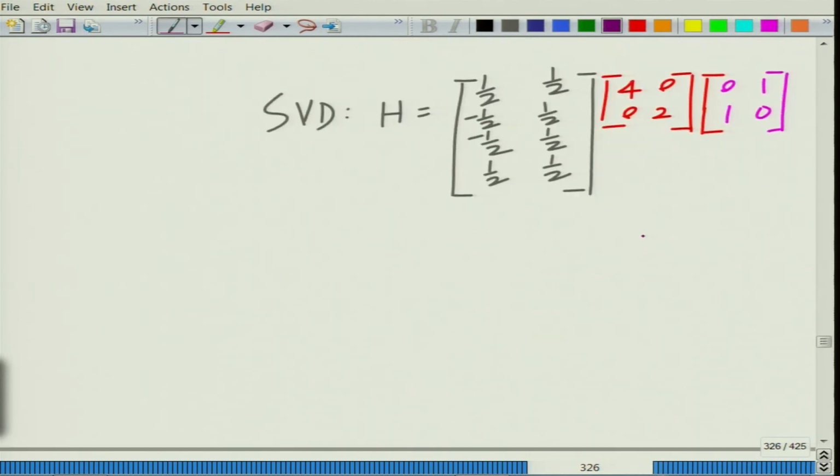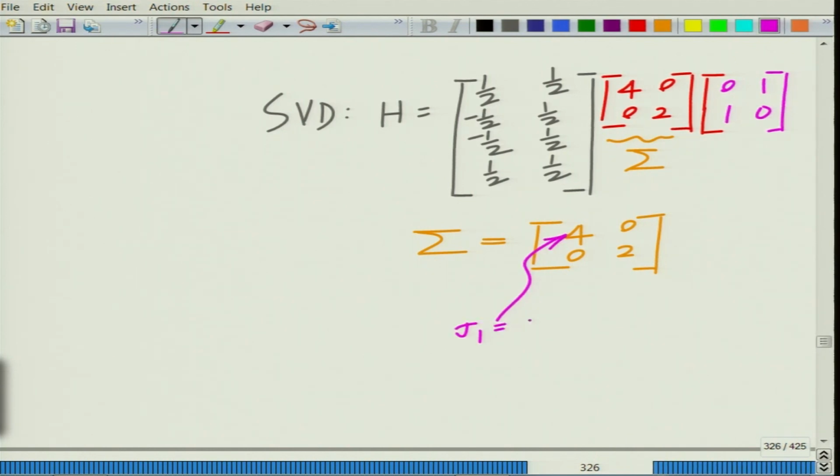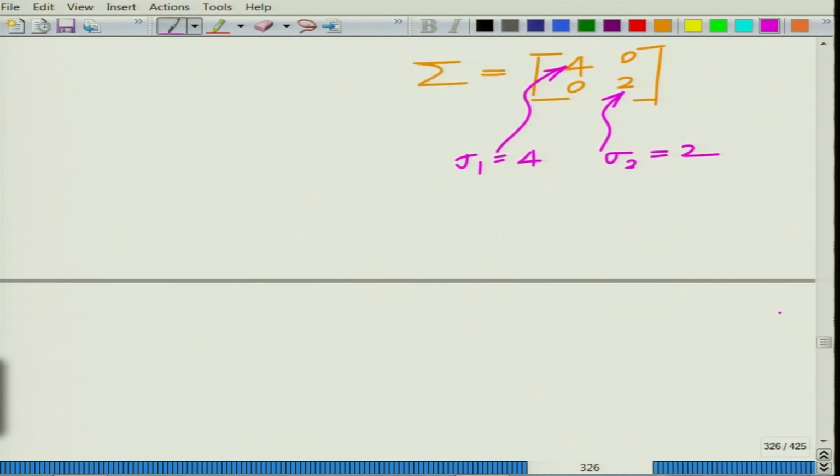This is basically your matrix sigma, which is the diagonal matrix of singular values. So, this is given as 4 0 0 2, and therefore, the singular values are sigma 1 equal to 4 and sigma 2 equal to 2.